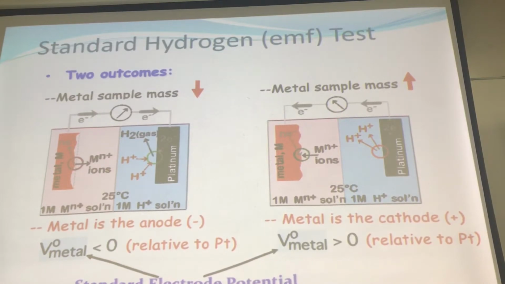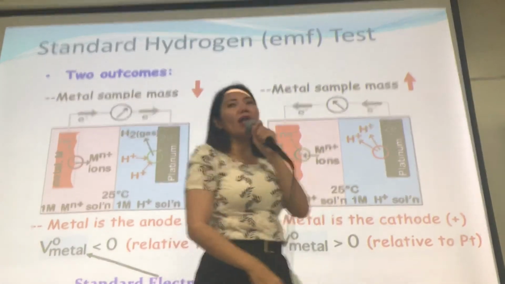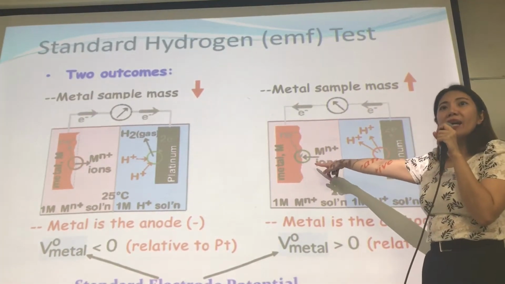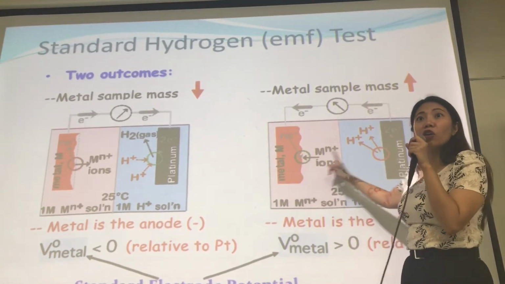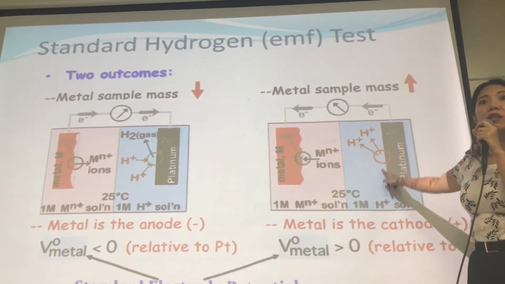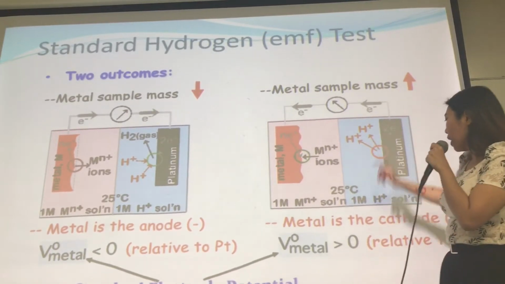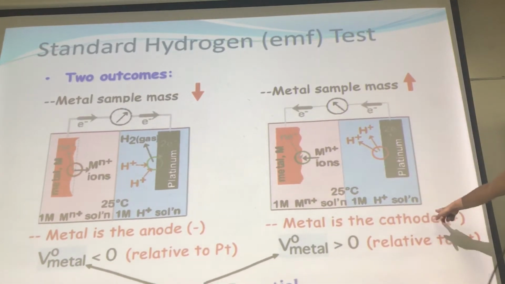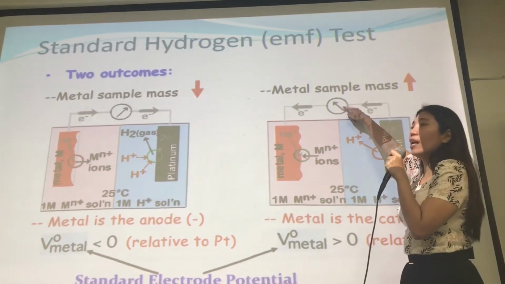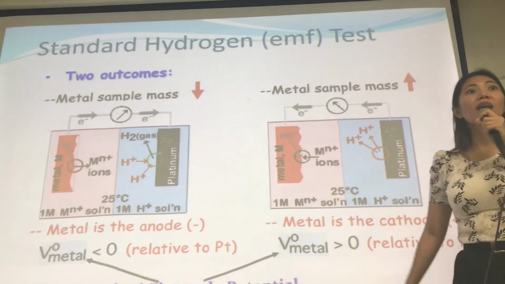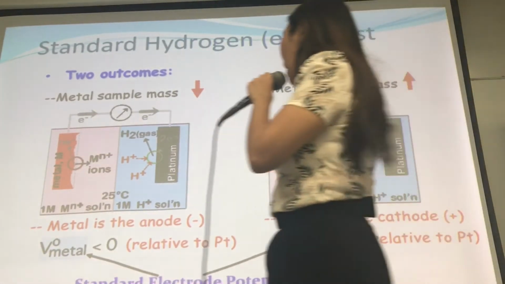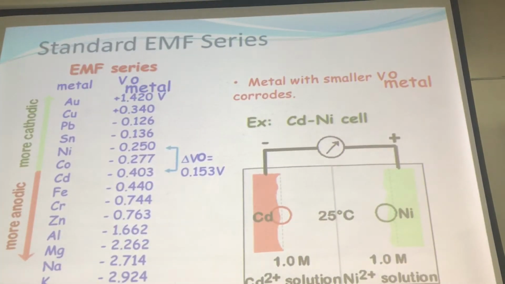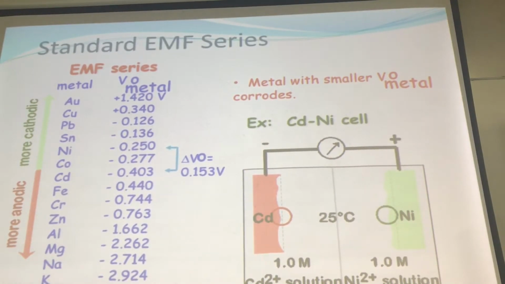Another case. When we have a metal that we want to test, and this one likes to get electrons compared to the platinum, it's getting fatter. We call it anode or cathode? Cathode. And the voltage that we measure is going to be positive. Alright? So in this case, we put them into a table.